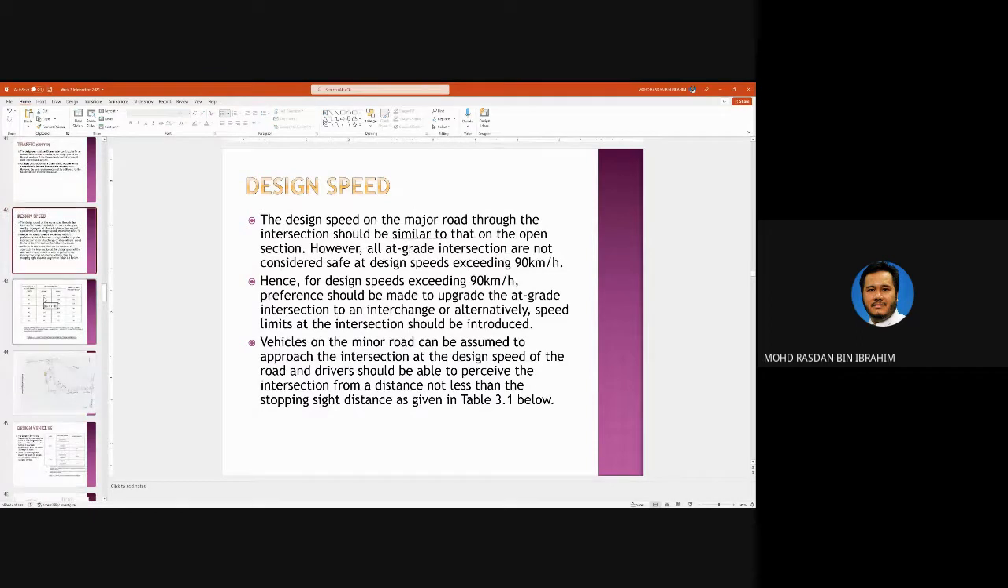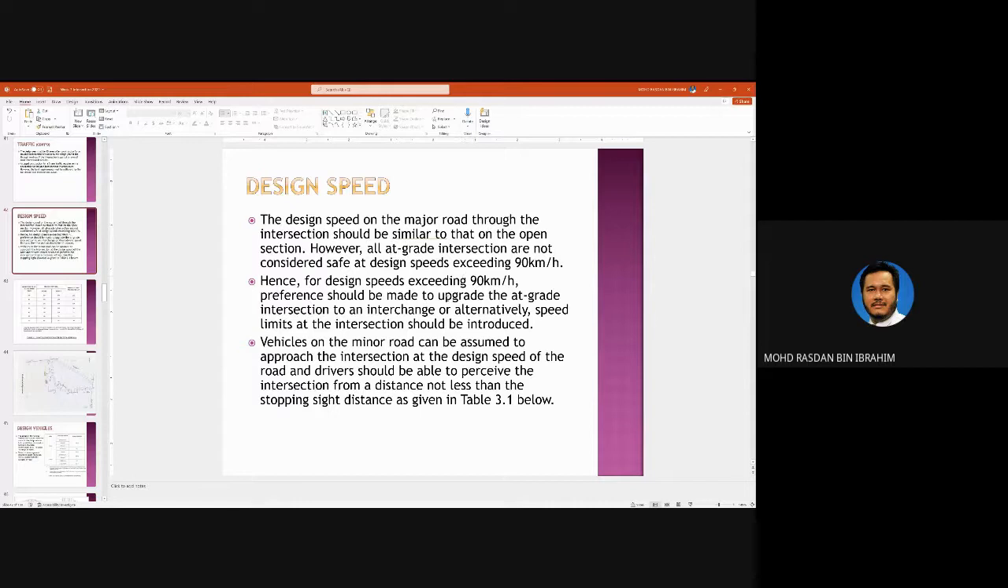So design speed of the major road through the intersection should be similar to that on the open section, if possible. Again, meaning that if the road has 80 kilometers per hour design speed, the intersection should be designed at 80 kilometers per hour as well. However, all at grade intersections are not safe at design speed exceeding 90. So you cannot design an intersection with 90 kilometers per hour design speed. For design speed exceeding 90 km per hour, you should consider upgrading to an interchange, grade separated junction.